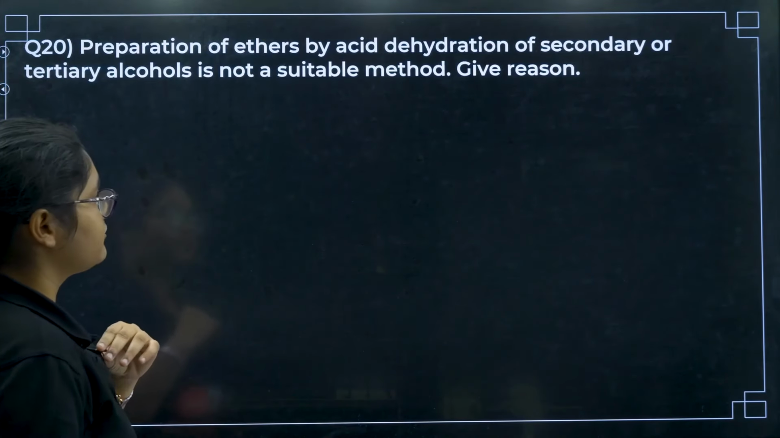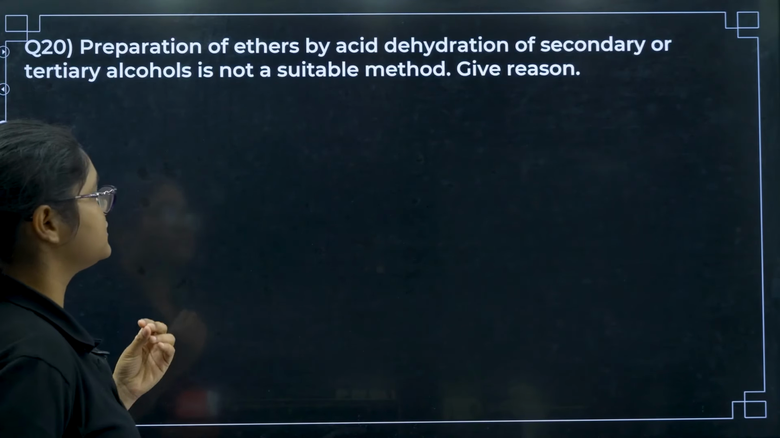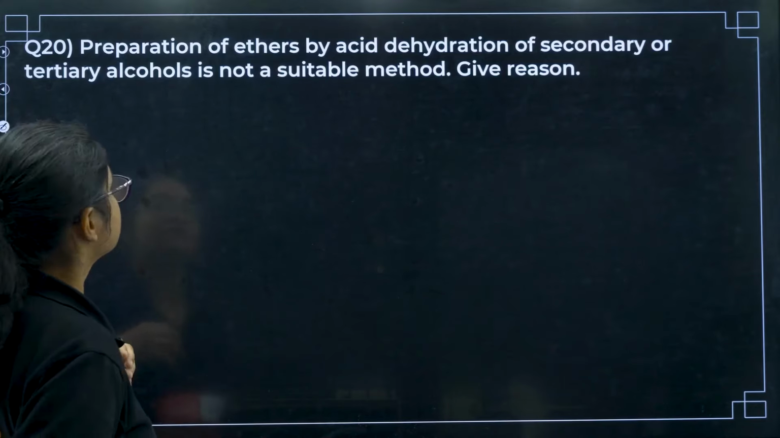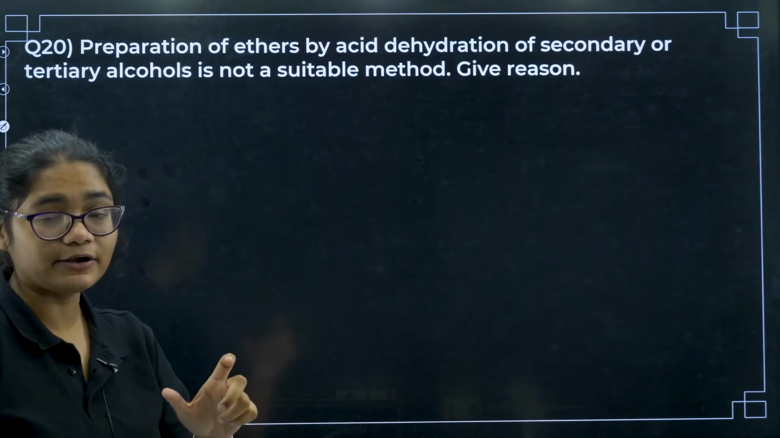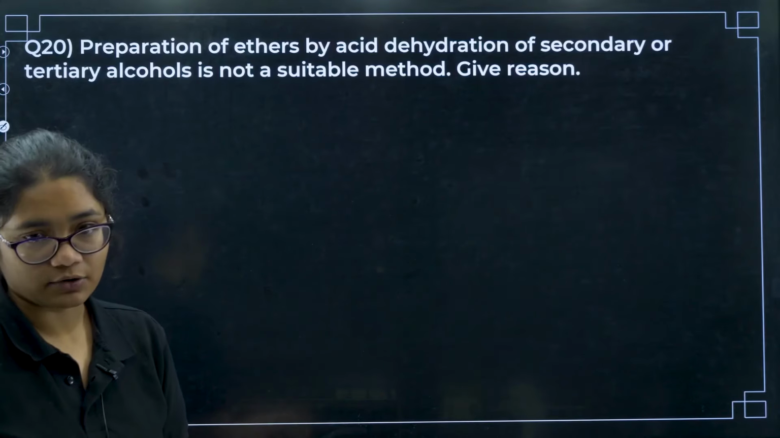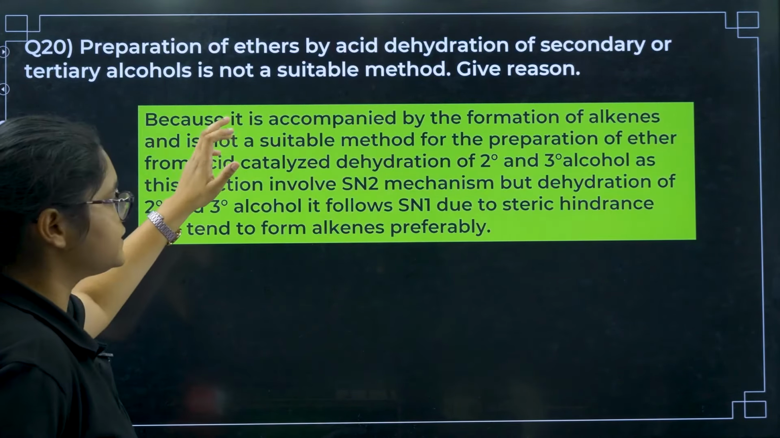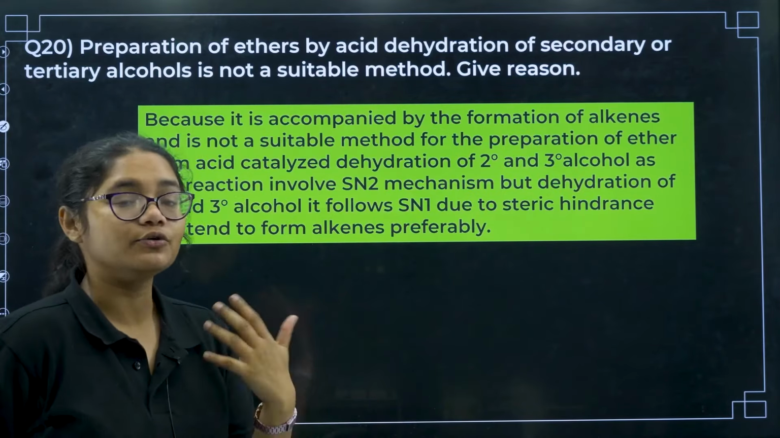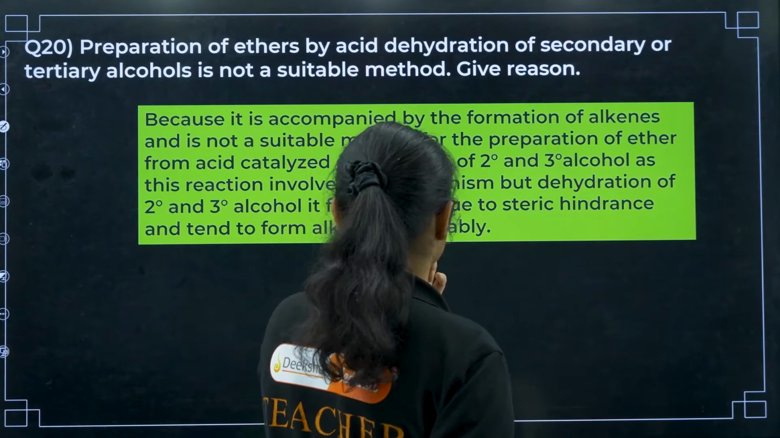Next, preparation of ethers by acid dehydration of secondary and tertiary alcohols is not a suitable method. Give reason. This is also a very important question. So generally when we prepare ethers from alcohols, I told you we have to take primary alcohols. Now why can we not take secondary or tertiary alcohols? See, because it is accompanied by the formation of alkenes. The same problem, you will get alkenes as the major product and it is not suitable for the preparation of ethers.